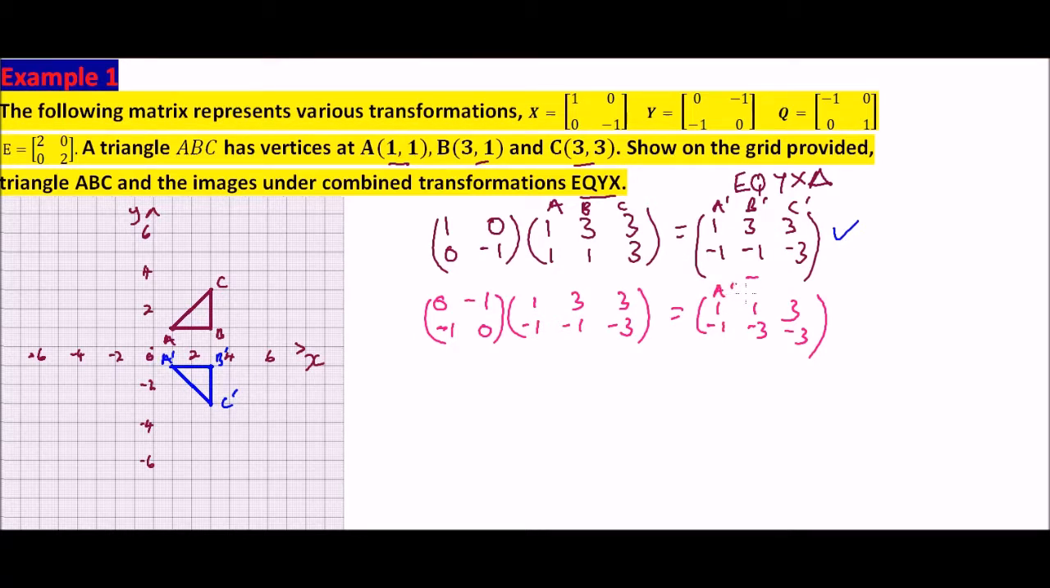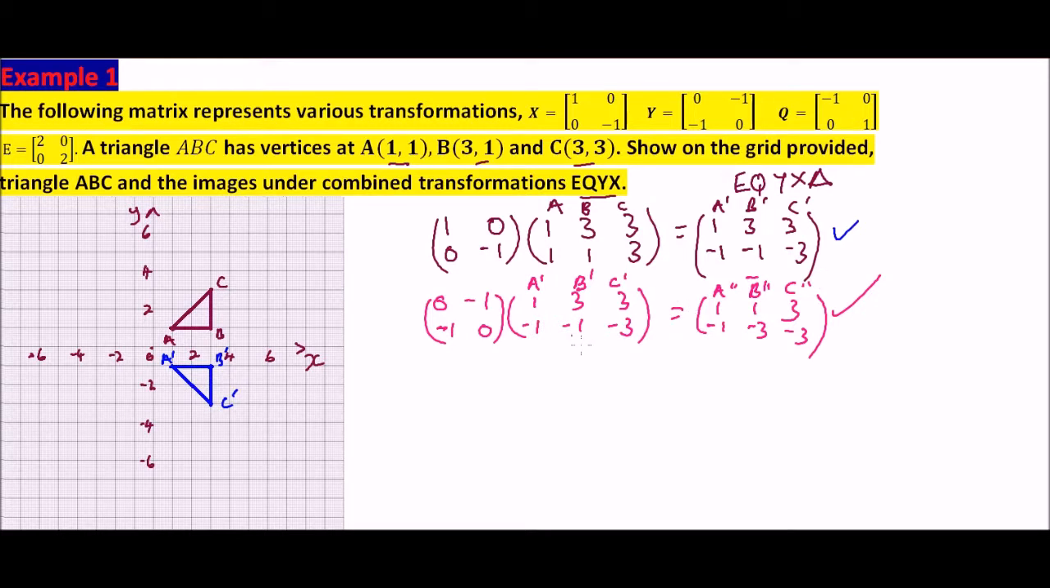So this is A prime, B prime, double prime, and C double prime. So this is our A prime, our first image, B prime, and C prime. So let's go ahead now and plot the image that we have transformed to see how it looks.